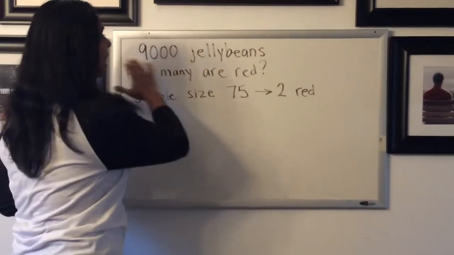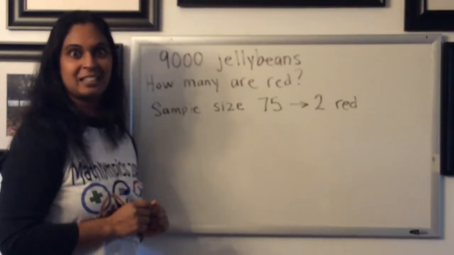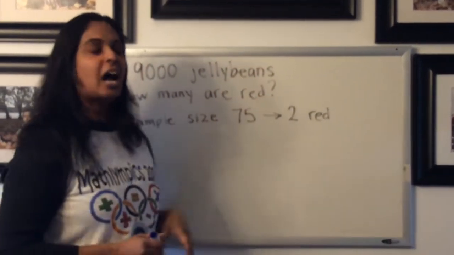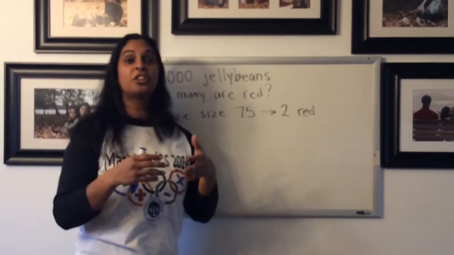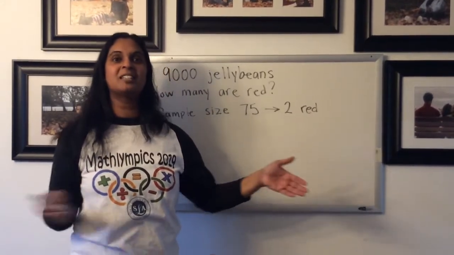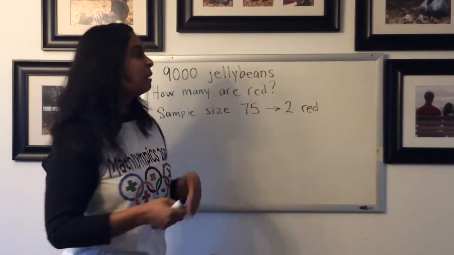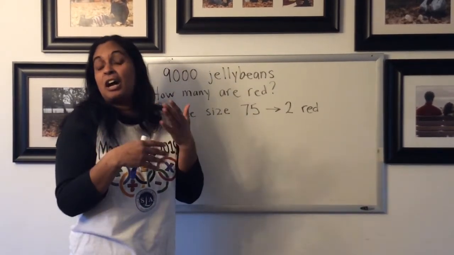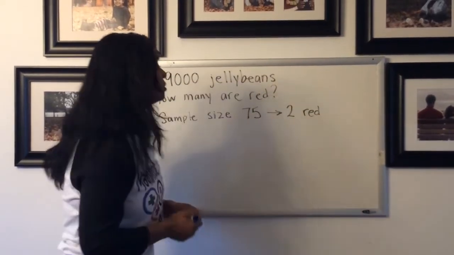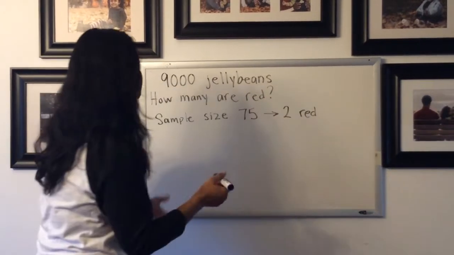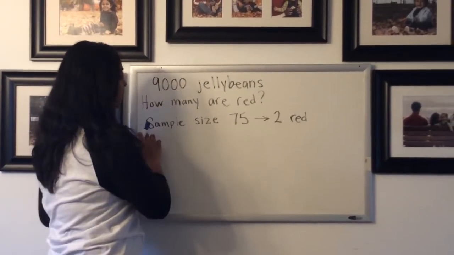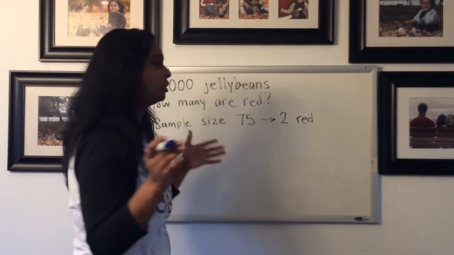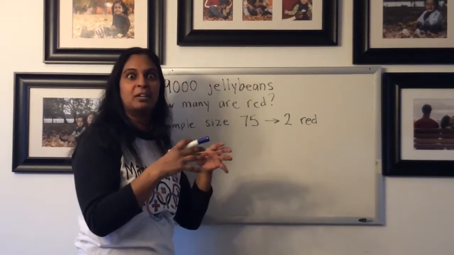So say I have 9,000 jelly beans, and I want to find out how many are red. I won't necessarily want to be going through 9,000 jelly beans and counting all the red ones. Maybe I don't need to know exactly how many red there are. Maybe I just need an about number. And so this is the kind of math you're going to be doing for that. First of all, you wouldn't want to do the entire 9,000 to test your sample or to experiment with.